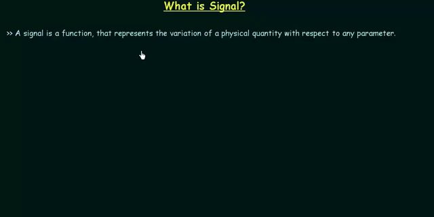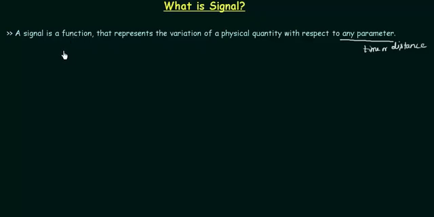A signal is a function that represents the variation of a physical quantity with respect to any parameter. This parameter is the independent quantity, and it is generally time or distance. So the function is definitely dependent upon this independent quantity. I hope you already know about functions from your mathematics course, but we will also see one example that will make this clearer.